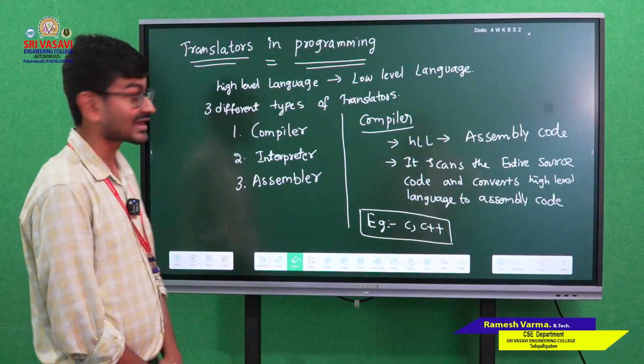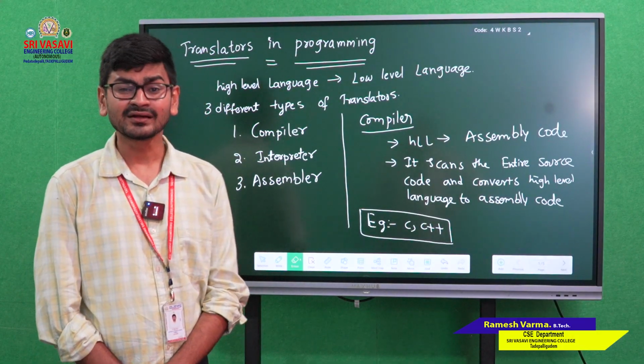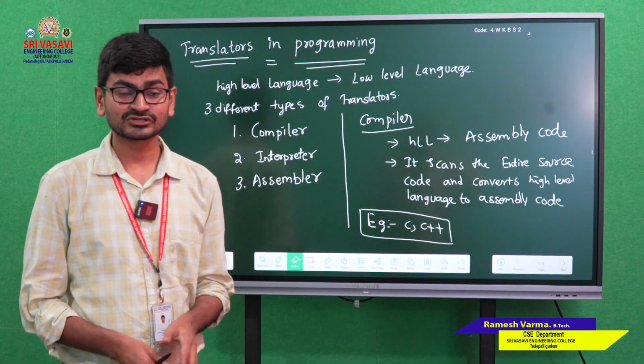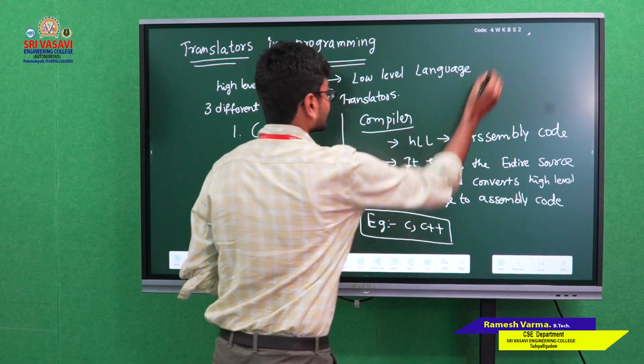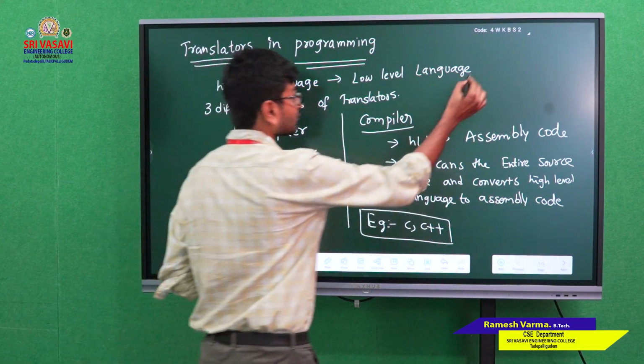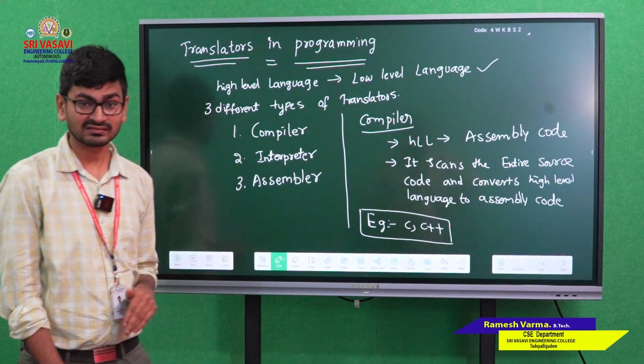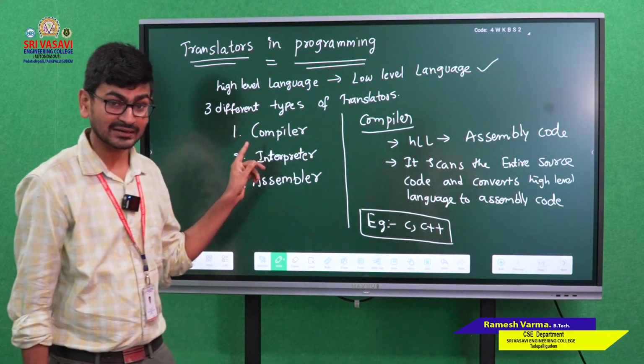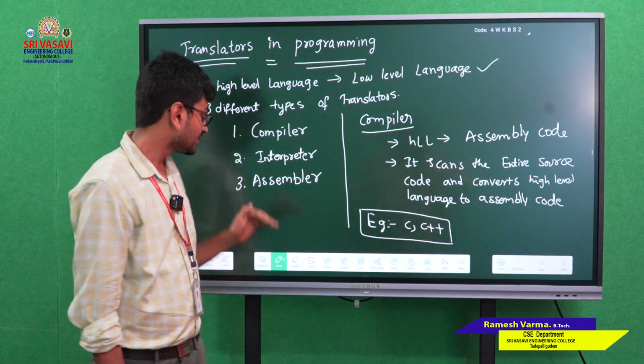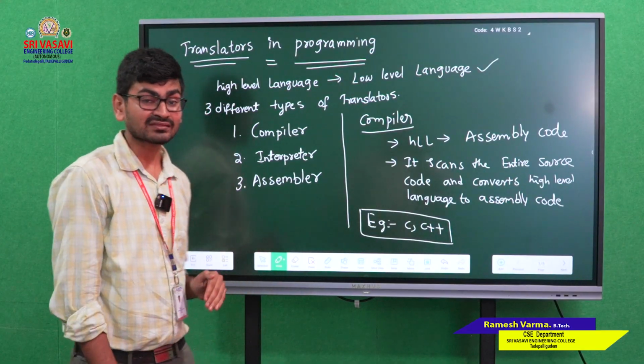Translators, as I said earlier, can convert high-level language to low-level language, and as part of translators, we have three different types of translators in programming. The first one is compiler, the second one is interpreter, and the third one is assembler. Now let's see one by one.